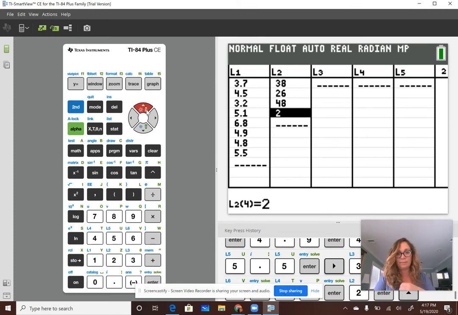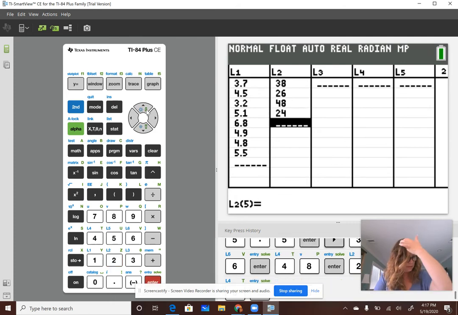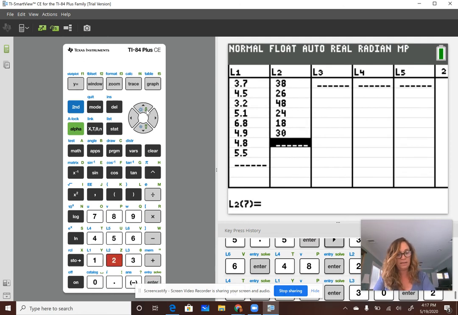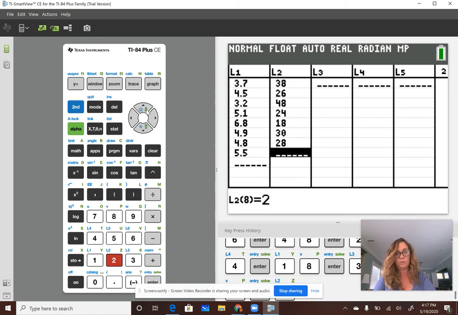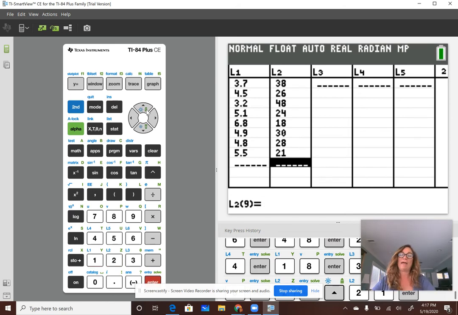See, look, I made a typo. Okay, so 24 and 18, then 30, then 28, then 21, which I typed as 2, which is totally wrong. 21. Okay. All right, so there's our data, so we're going to do this.